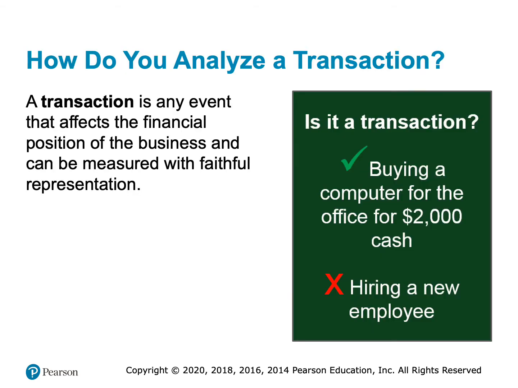So first of all, a transaction is anything that affects the accounting equation of the business and that we can measure. So if it affects assets, liabilities, or equity, then it's a transaction that we need to record in the records or in the books of our company. We have two examples over here. One says we bought a computer for $2,000 cash for the office. That affects our assets. It affects our cash, which is an asset. Therefore, that is a transaction. We need to record that.